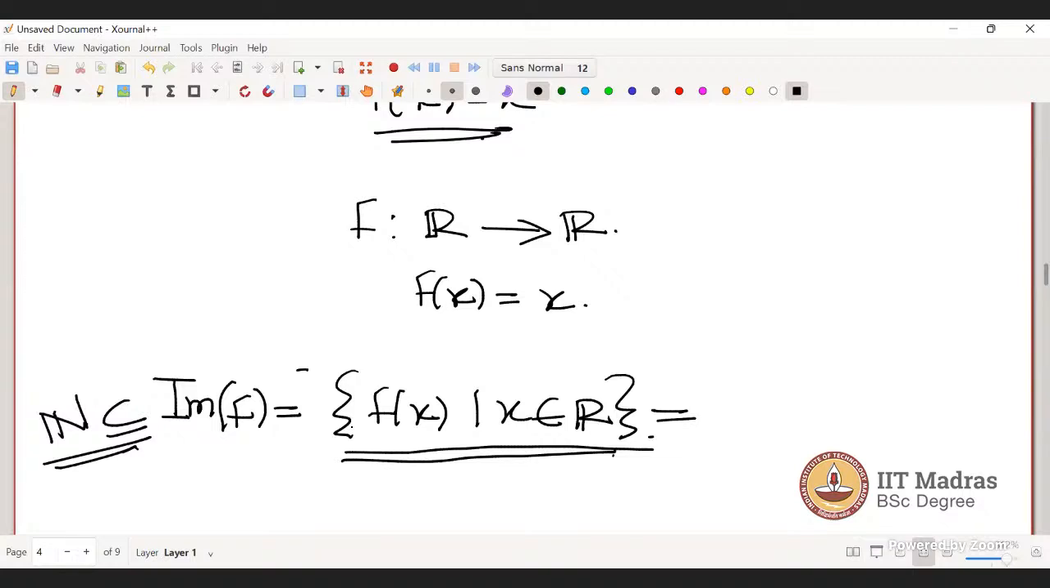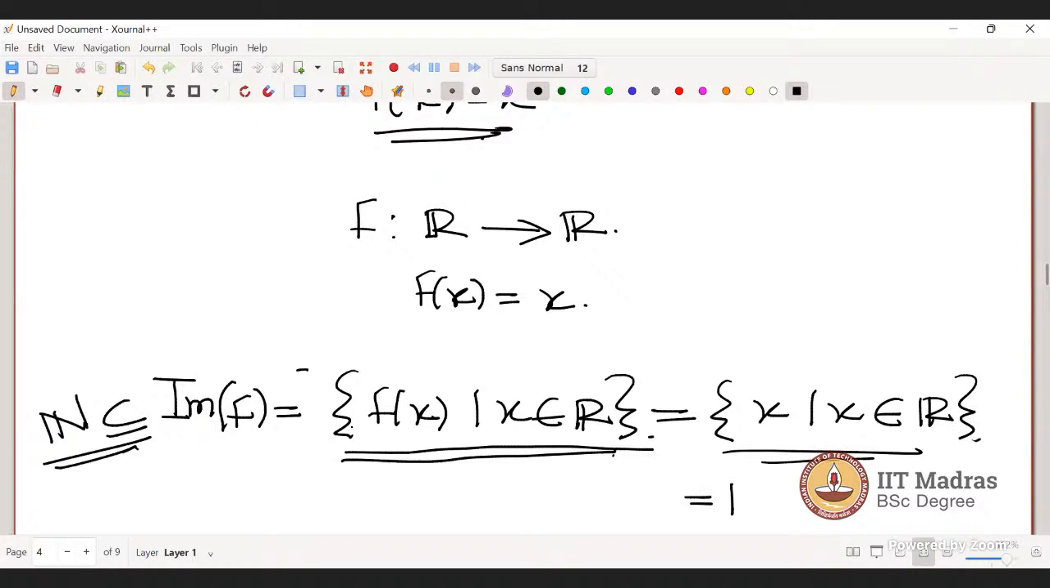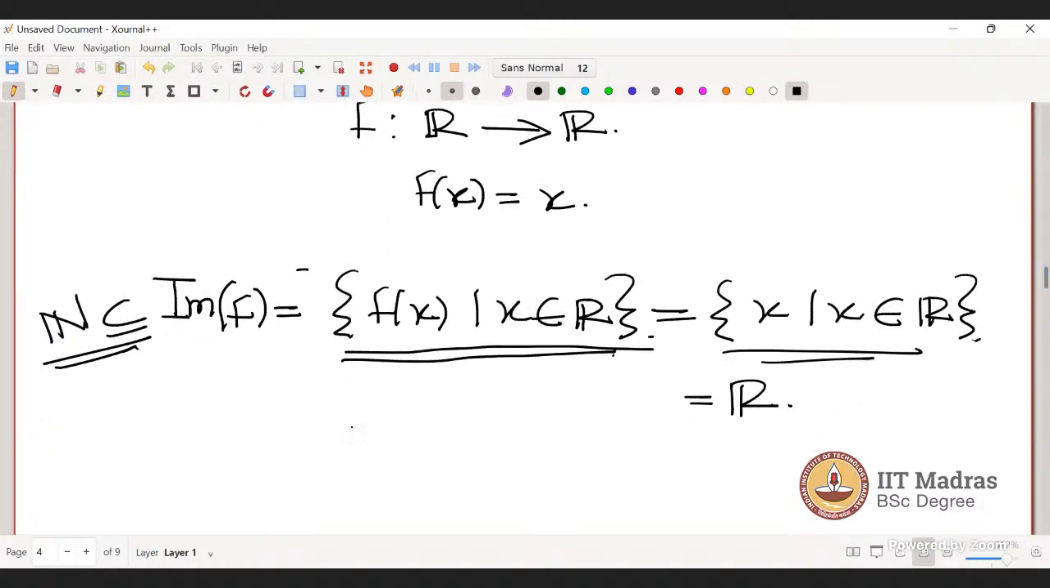What is this set? What is f of x? R. What is it? Minus infinity to plus infinity. Right? What is this? This is exactly R, right? Yes. So R is a finite set, you are saying? No, sir, it is an infinite set. No, sir, I'm getting confused. Please clarify.